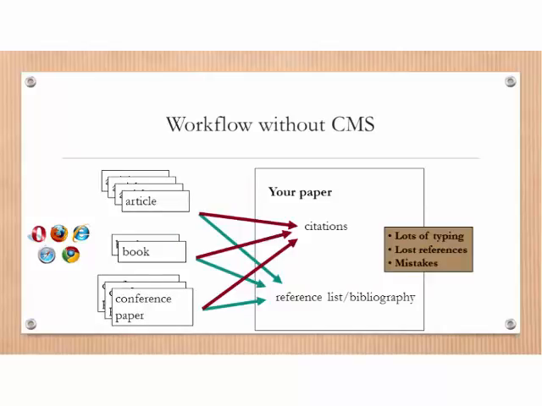So here's a common workflow without a citation management tool. You have all these little browsers over here that you're using. You have all these groups of articles, a couple books you're using, maybe some conference papers or some online sources, and here's your paper over here. You're going to have to do all your in-text citations and all your bibliography, and it's all crazy the way it goes. It's lots of typing, lost references, and it's a lot of room for mistakes.